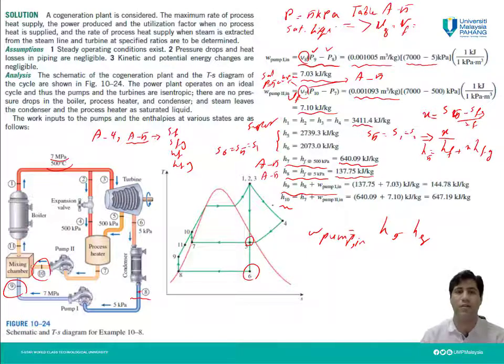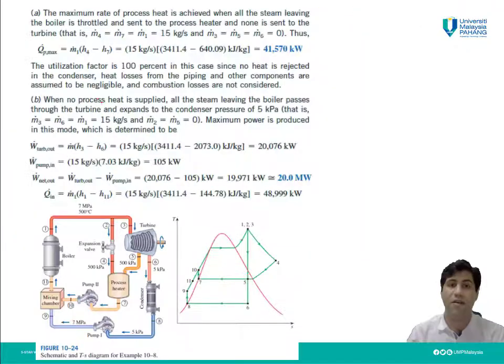So now you can see we have already calculated and found the enthalpies for all of the states in this cycle. Now let's see how we can use this information to find the answer for part A of the question. The first part of the question was when the maximum rate of process heat is required. How can we reach the maximum rate of process heat?